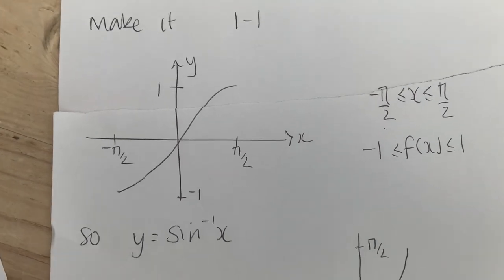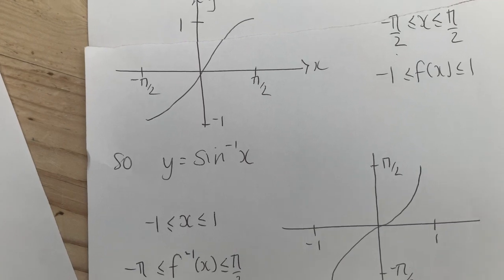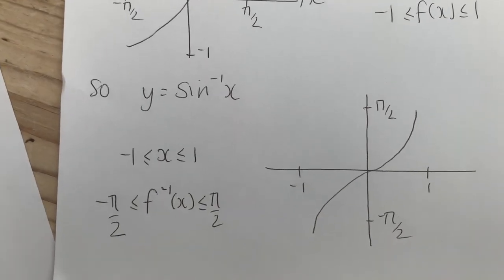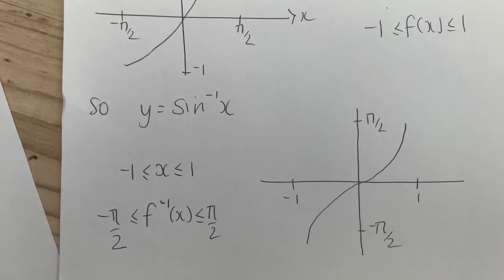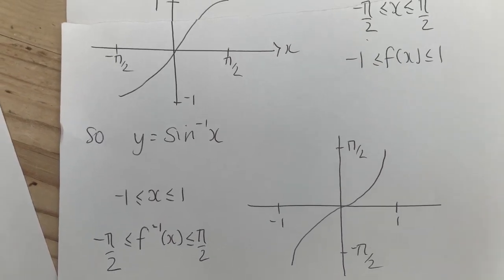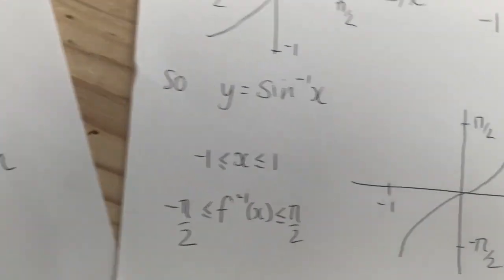To find the inverse, you literally swap the coordinates around. So swap the x and the y coordinates. So you can see that's the graph of your inverse, and the domain of your inverse is the same as the range of your function, and the range of your inverse is the same as the domain of the function.